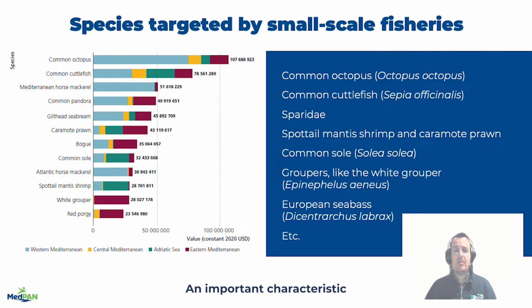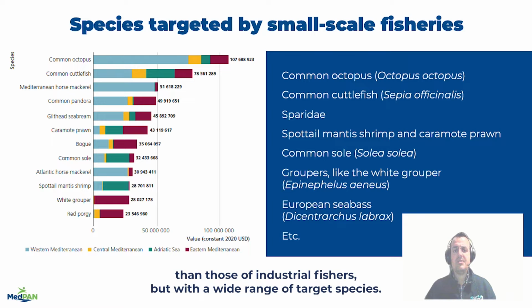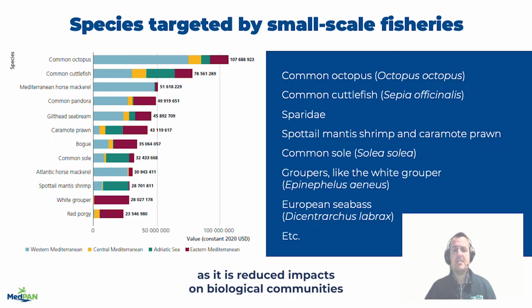An important characteristic of small-scale fisheries is that the volume of catches is much less than those of industrial fishers, but with a wider range of target species. This versatility potentially makes small-scale fishing more sustainable, as it has a reduced impact on biological communities compared to capturing the same volume from a lower number of species. The list of species targeted by small-scale artisanal fisheries is therefore quite long.